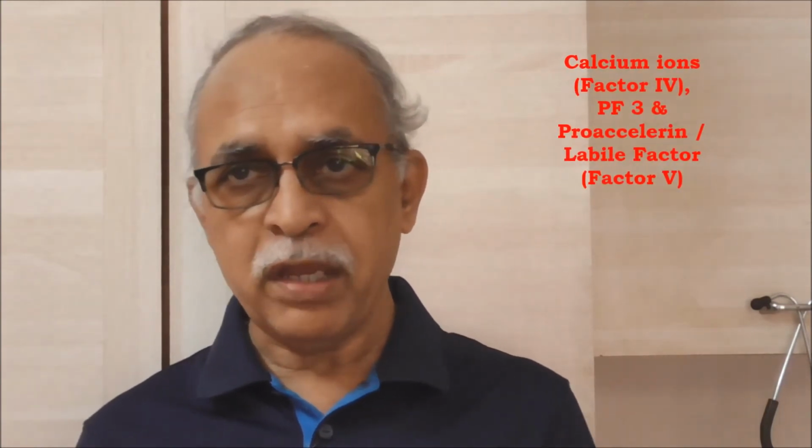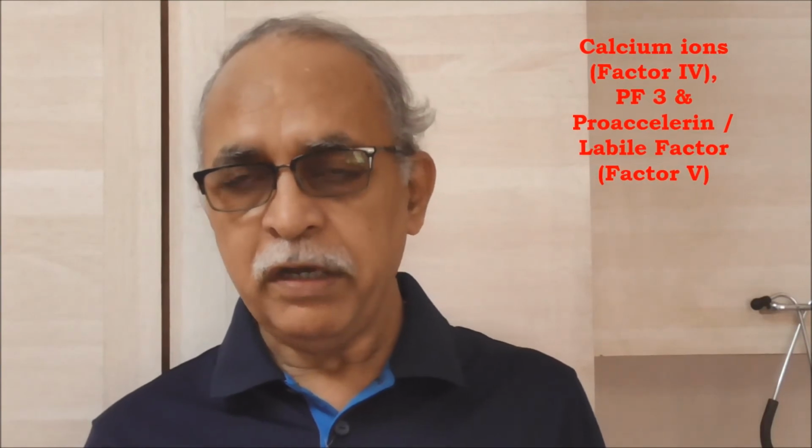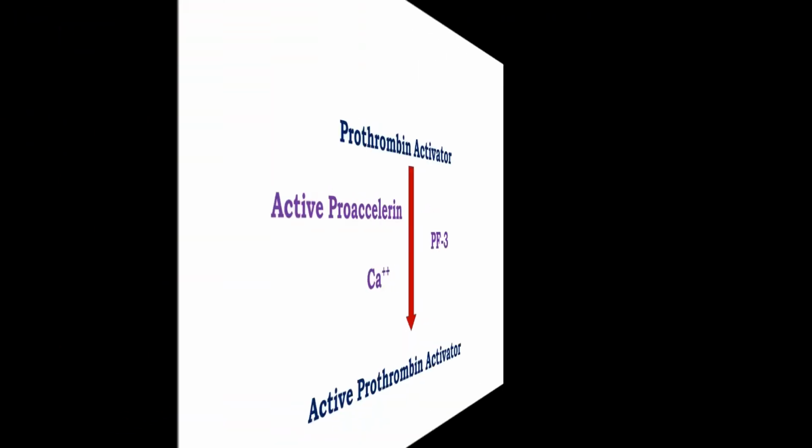Once the Stuart-Prower factor is activated, it goes and triggers the activation of prothrombin activator. Now this activation of prothrombin activator requires again the presence of calcium ions and platelet factor 3, and at the same time it requires the presence of activated factor 5, that is proaccelerin, also called labile factor or platelet accelerator. That requires to be present for activation of prothrombin activator.